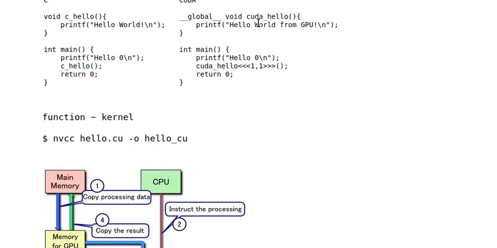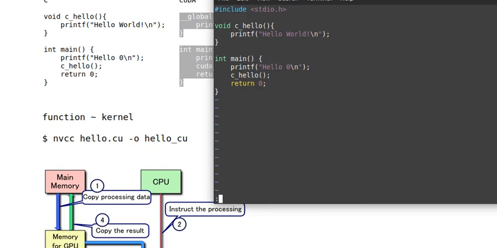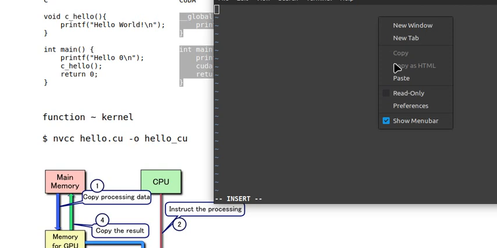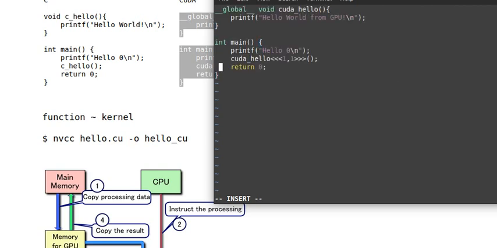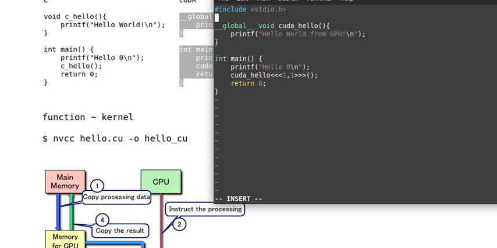So when we call this kernel, it prints out the message hello world from GPU. Now let's copy this and compile it. We use a new file name. Suppose we call this hello.cu. Cu means CUDA. Again, we need the header, so we include the header for the printf statement.